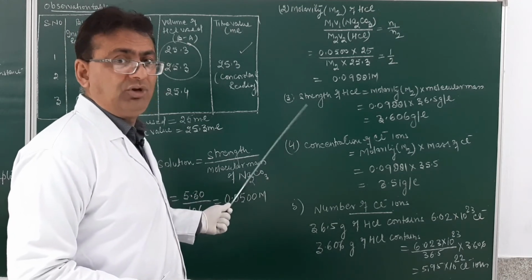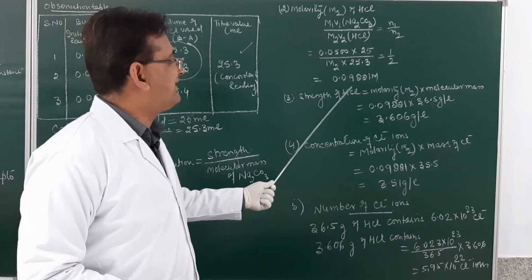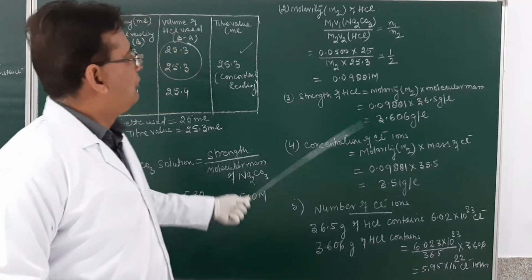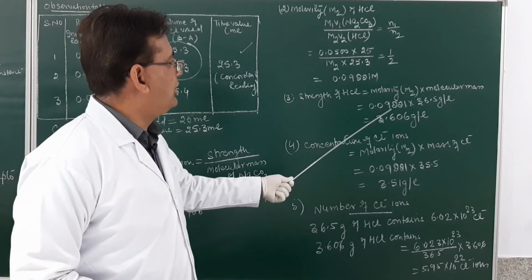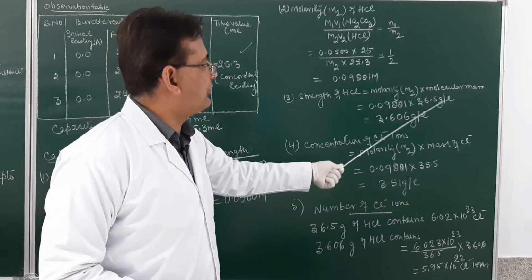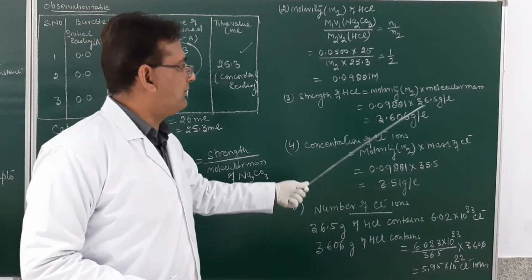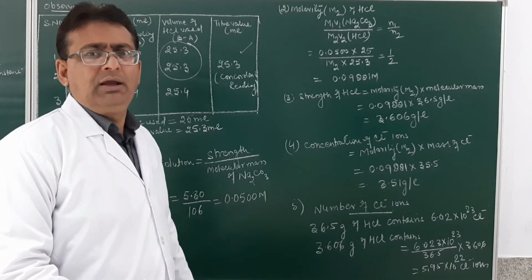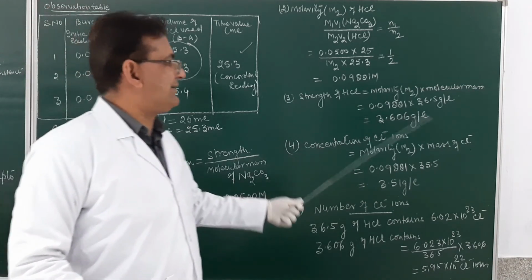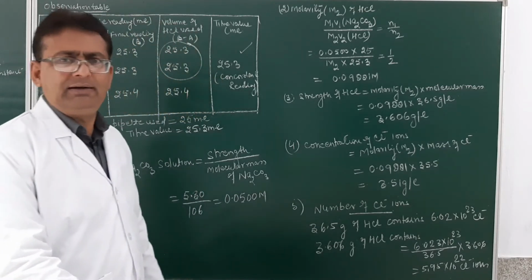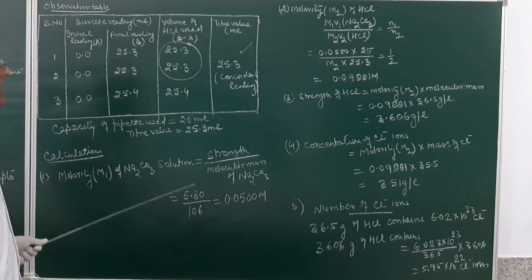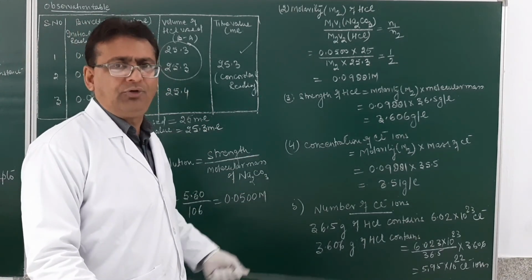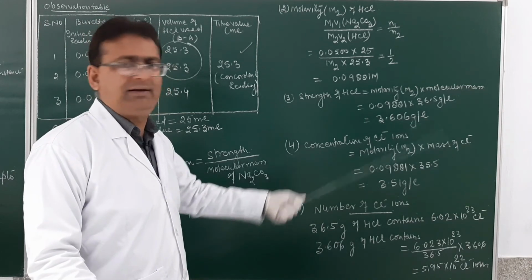Now, the third question being asked in this titration is to find out the strength of HCl. What is the formula for strength? Molarity multiplied by molecular mass. What is the molarity coming over here? 0.09881 into the molecular mass of HCl, which is 36.5, and it will come out to be equal to 3.606 gram per liter. Is it clear, student? So, what will be the strength of HCl? 3.606 gram per liter. So, we have found the molarity of sodium carbonate, the molarity of HCl, and the strength of HCl solution, which is 3.606 gram per liter.